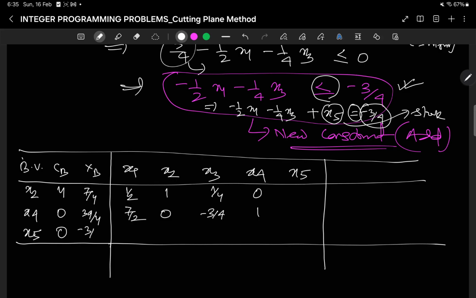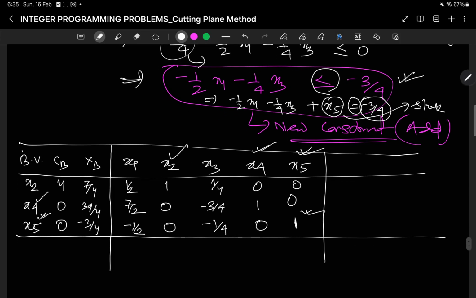I write minus 3/4, and as usual minus 1/2 for x1. There is no x2. For x3 it is minus 1/4, there is no x4, and the x5 is 1. You see here x2, x4 and x5: x2 is 1 0 0, x4 is 0 1 0, meaning the intersection of x4 and x4 is 1, and the intersection of x5 and x5 is 1. This identity is always restored with the basic variables. Now the feasibility is hampered because the solution is negative.